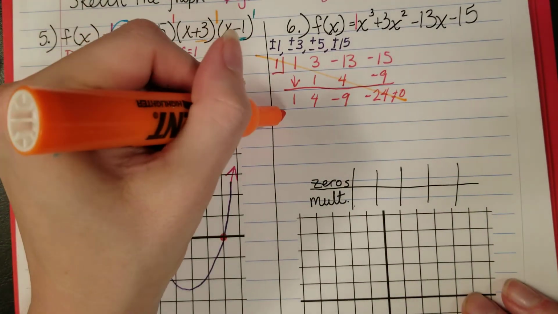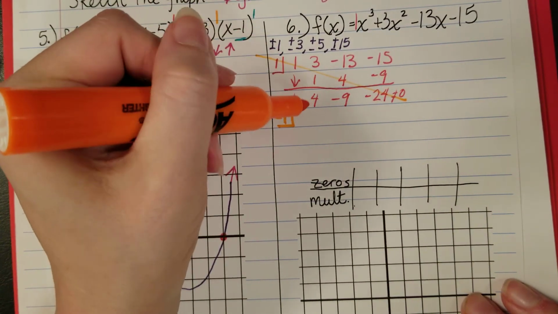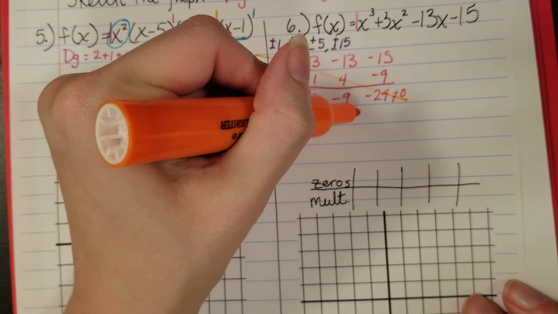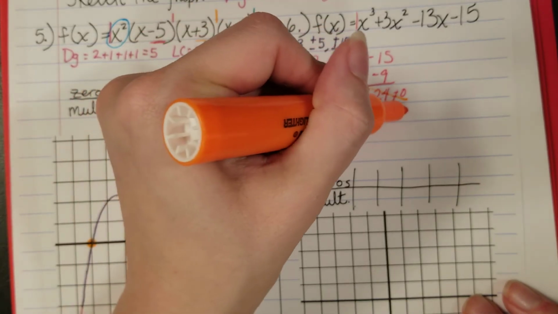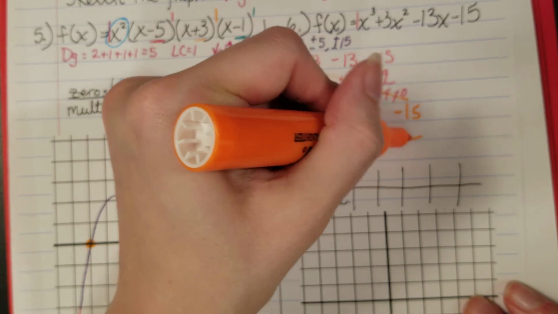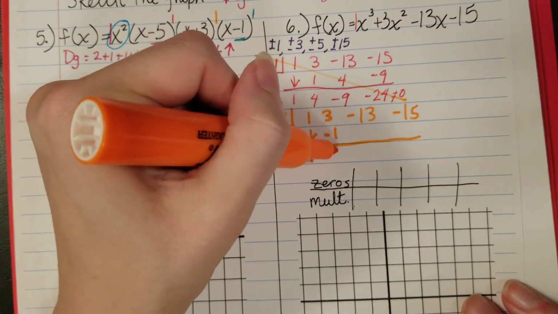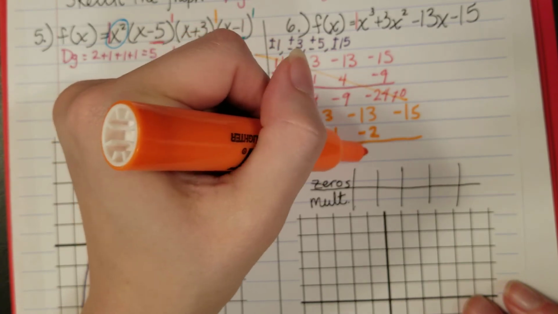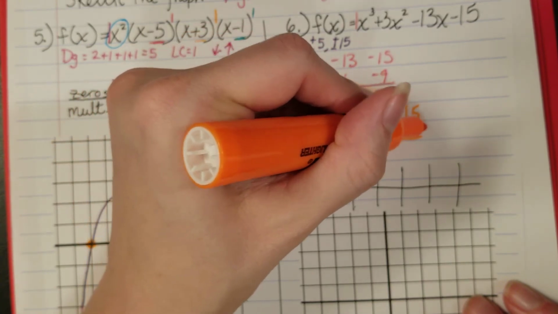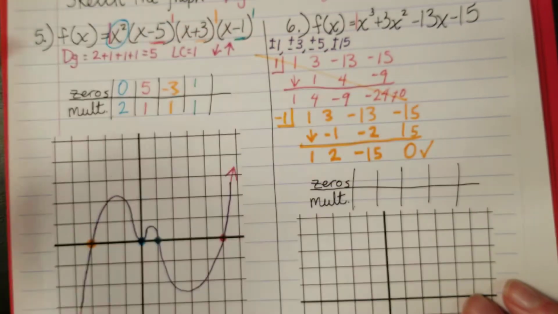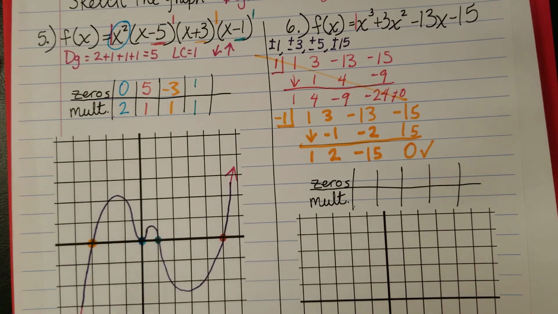So then I would put -1 in my box. And then I've got 1, 3, -13, -15, 1, -1, 2, -2, -15, +15, and 0. So that did work. Okay. So I know that -1 is a 0 of the polynomial.